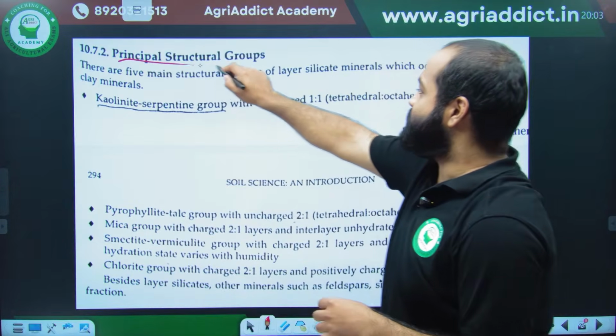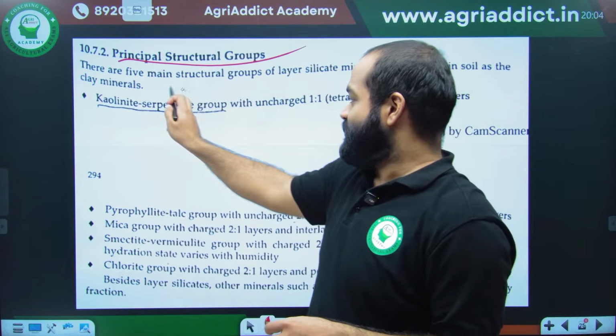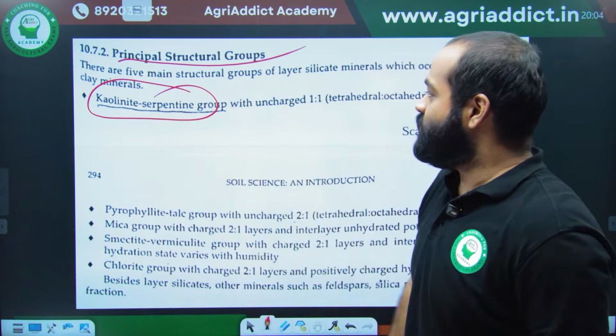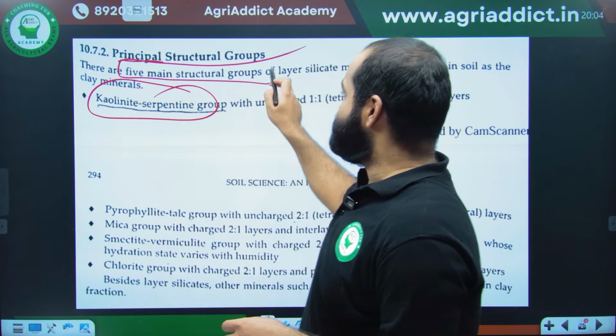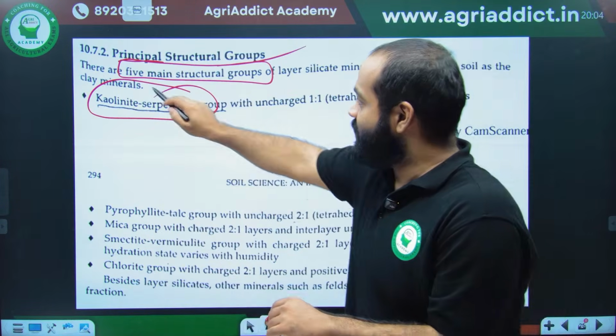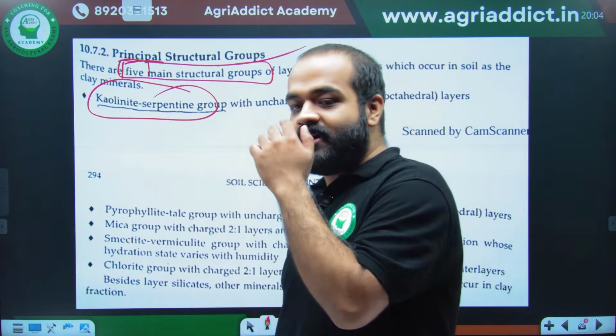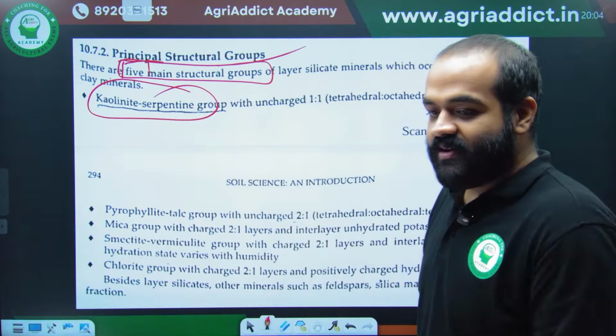So the principal structural groups, this is also from our beloved new ISSS. Number 1 is the kaolinite serpentine group. Actually there are 5 main structural groups. This photo I have specifically taken because it is in the new ISSS, where it says 5. But if you see the treatise and the old ISSS, it says 4. So that is why I have taken this.